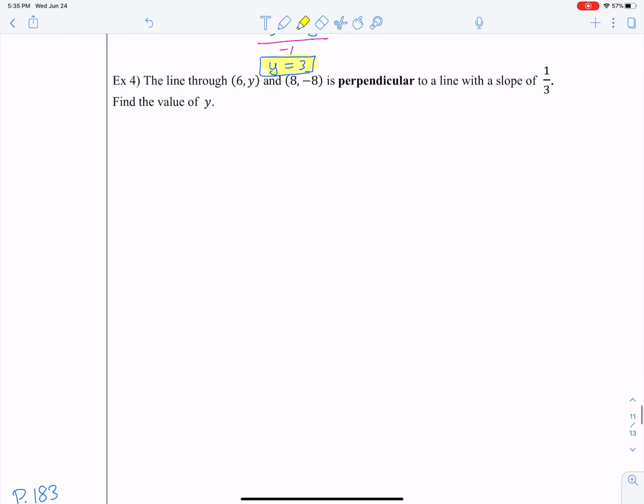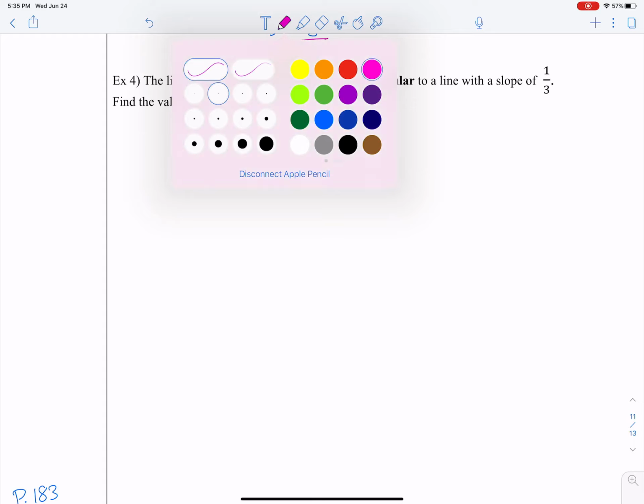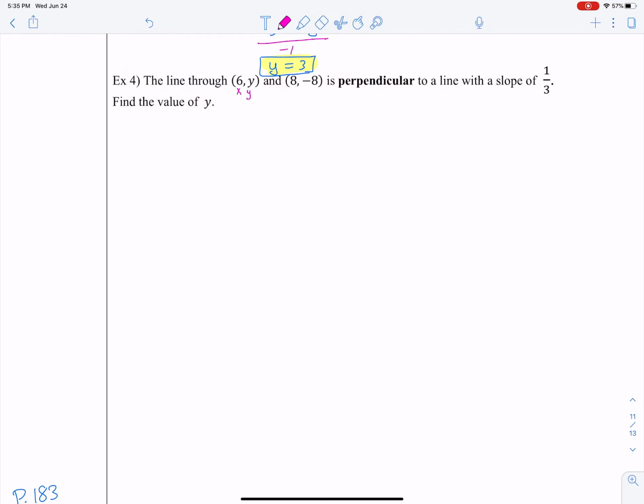So we'll look at one more where it's perpendicular. Here it says the line through (6, y), so this is our x1, y1, and (8, -8), x2, y2, is perpendicular to a line with a slope of 1 over 3. Okay, so perpendicular means it's going to be the negative reciprocal.